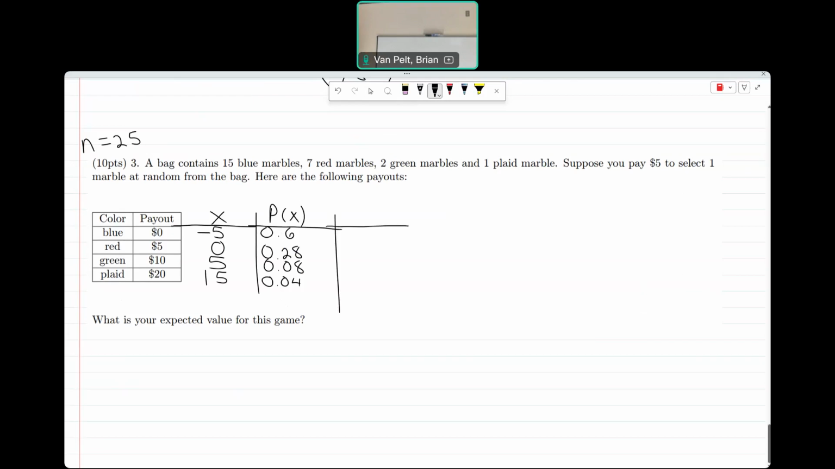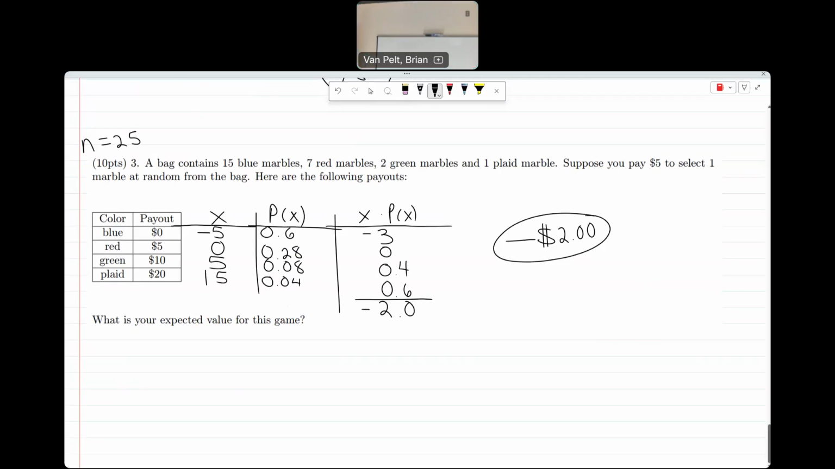We need one more column, where I take the product of x times its probability. These multiply across. -5 times 0.6 is -3. The next one is simple, it's 0. The answer to this problem is what you get when you add up this column. This one came out very nice. What does it add up to? -2, -2.0 in fact. I'll put the answer in dollars. This is your average loss when you play the game. We good?